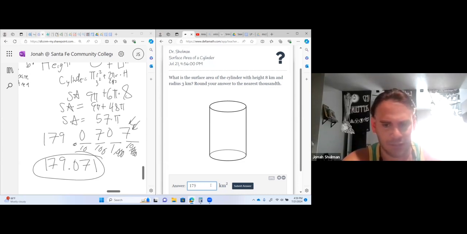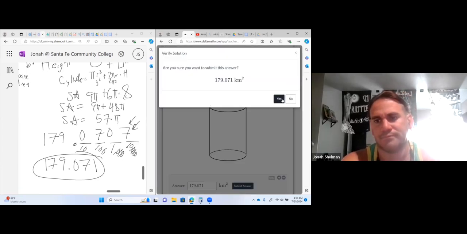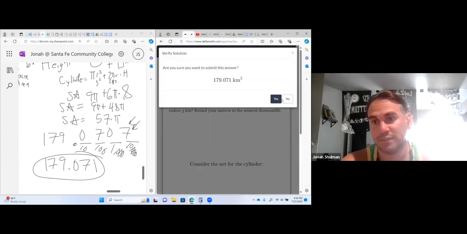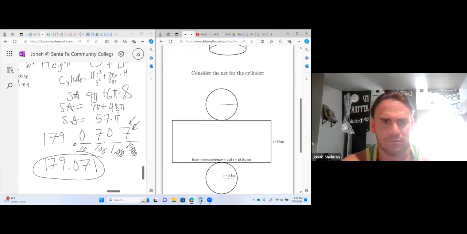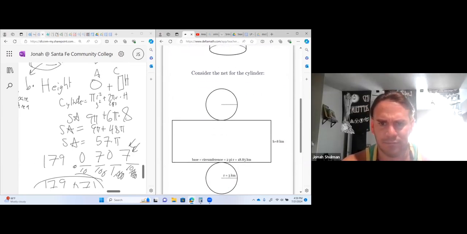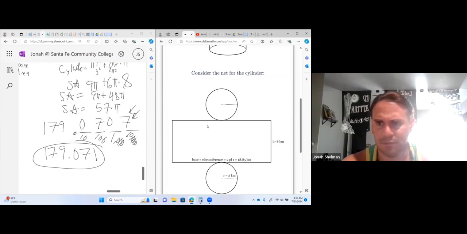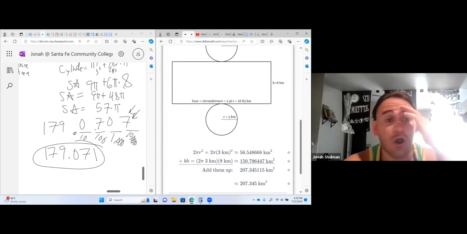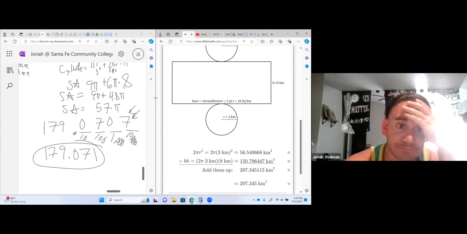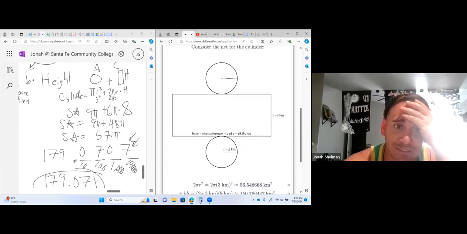Oops, 179.071. Notice it's squared because it's surface area. 3. All right, did I make a mistake? 2 pi r squared. Oh, I only did one of them. I only did one circle.